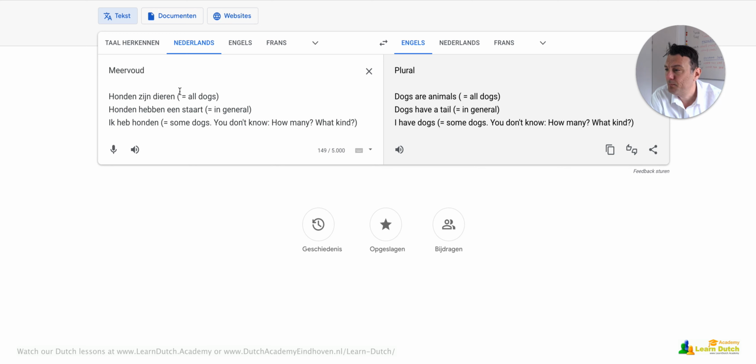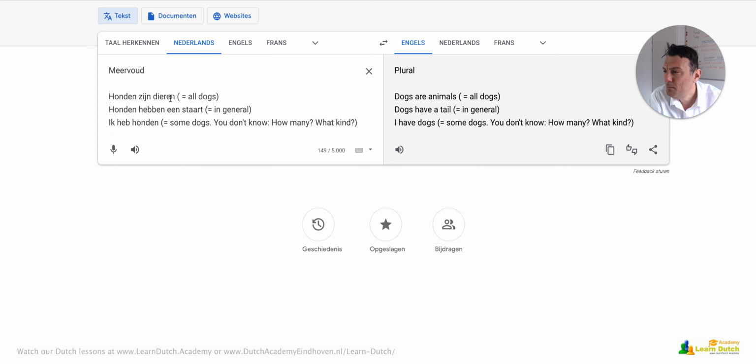Three examples. Honden zijn dieren. Here we use plural, which is also not defined. You see, there's invisible "an" there. There's no article there. Honden zijn dieren. Dogs are animals. Honden hebben een staart. Dogs have a tail. Ik heb honden.